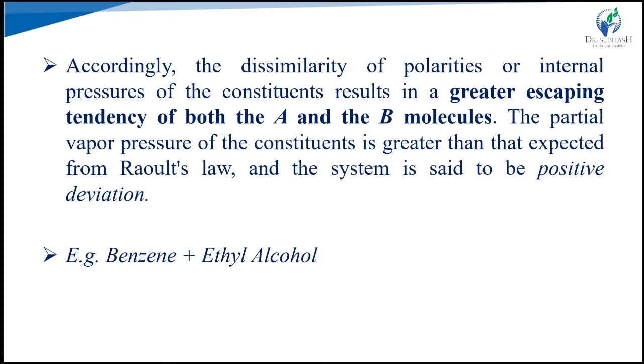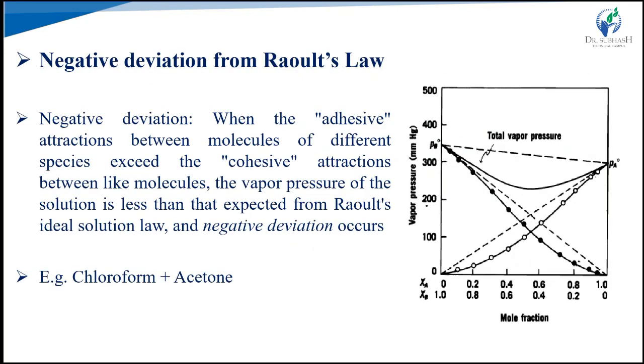Continuing, dissimilarity of the polarities or internal pressure of the constituents results in a greater escaping tendency of both A and B molecules. So the partial vapor pressure of that constituent is greater than that expected from Raoult's law. So it goes above the expectations of Raoult's law, and that is called a positive deviation. The example is benzene and ethyl alcohol.